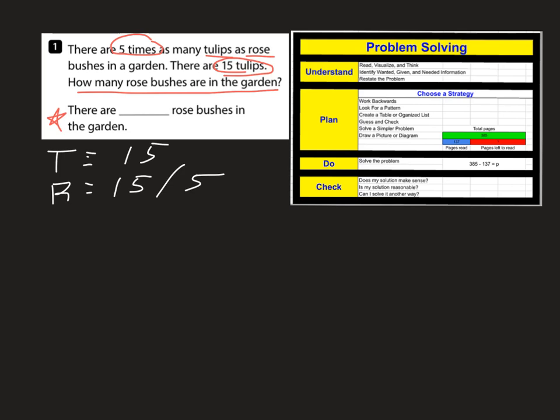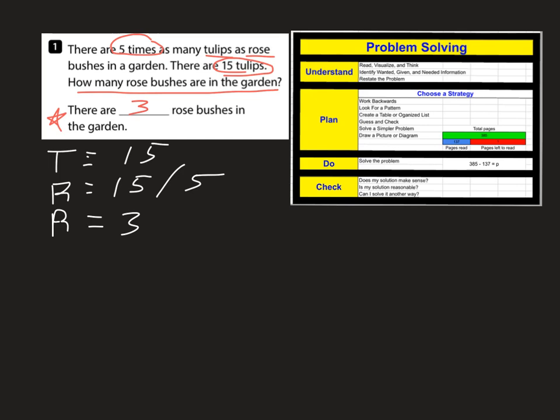Alright, so let's go ahead and plan what to do. So I've set up my equation with my variable, my unknown value, which is rose bushes. Let's go ahead and solve for R. R equals 15 divided by 5, which is 3. So I know that there are a total of 3 rose bushes in my garden. Alright, this is one way to do this problem, guys.